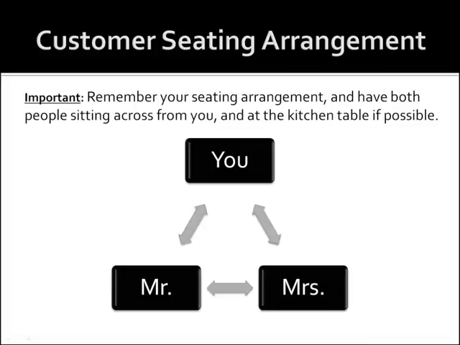Okay, the customer seating arrangement. This is important to remember: have both prospects sitting across from you at the kitchen table if possible. Most family business is conducted at the kitchen table, so you want to have both Mr. and Mrs. sitting directly across from you, so you're looking directly at them, so they can't make eyes between whatever you're talking about, and you can keep an eye on their facial expressions, because you want to be looking for those hot buttons, so you can make sure to have all of your ducks in a row.